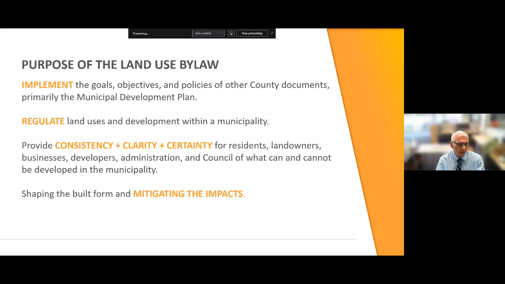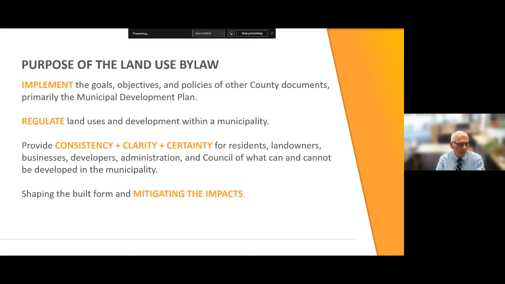It also needs to make sure that whatever rules are in the land use bylaw are consistent, clear, and understandable, and that they create certainty when it comes to development happening in the county. Residents have a comfort that they understand what the rules are and how they're being applied in their neighborhood or around them. That also applies to administration and council, that the rules are clear and the decision making is consistent when development proposals come forward.